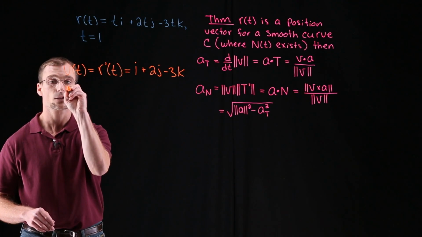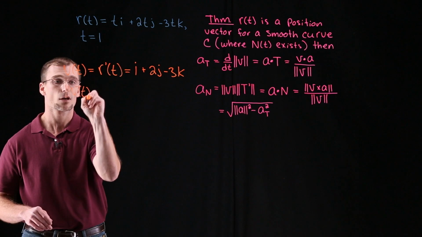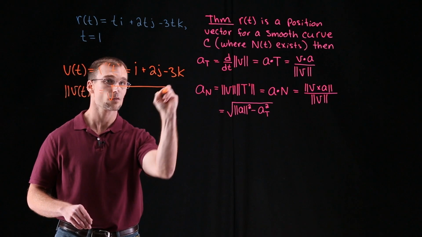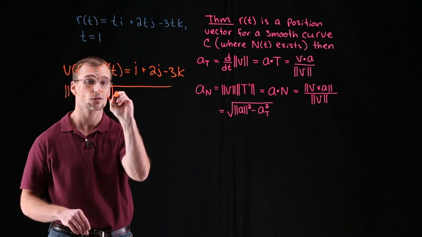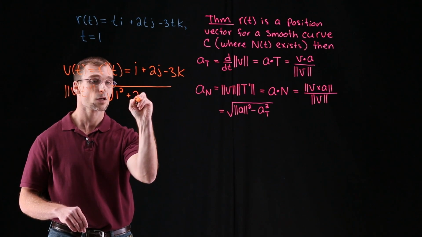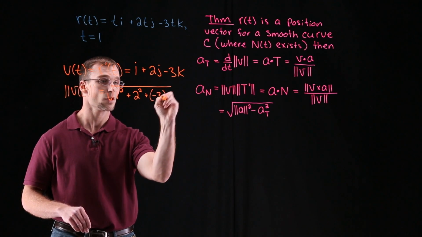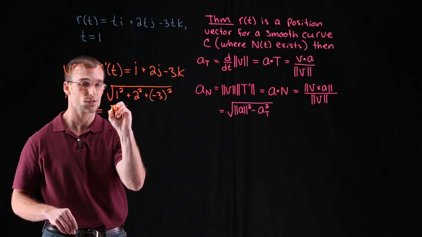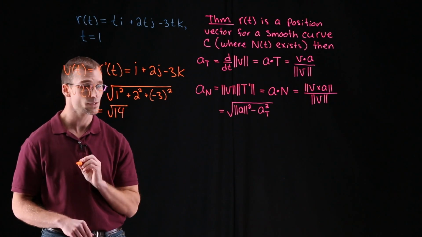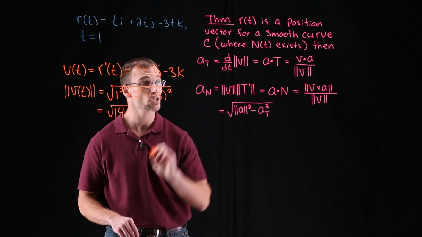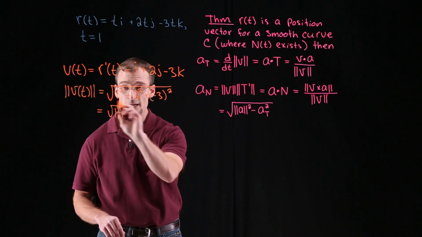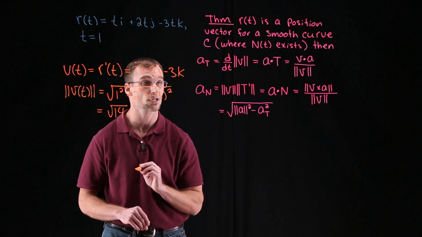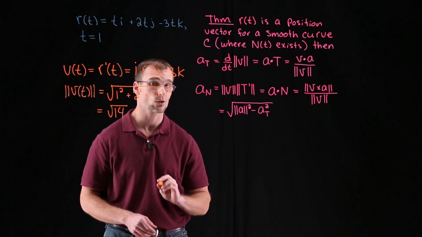And taking a look at the magnitude of v, it's equal to the square root of the sum of squares of our components, 1 squared plus 2 squared plus negative 3 squared, which gives us the square root of 14. Now, what we could do is jump right into using that first formula. If we took the derivative of the magnitude of v, we have the derivative of a constant, and we just get 0. And so we could think that the tangential component of our acceleration vector is just 0. But there's a problem lurking in the background.